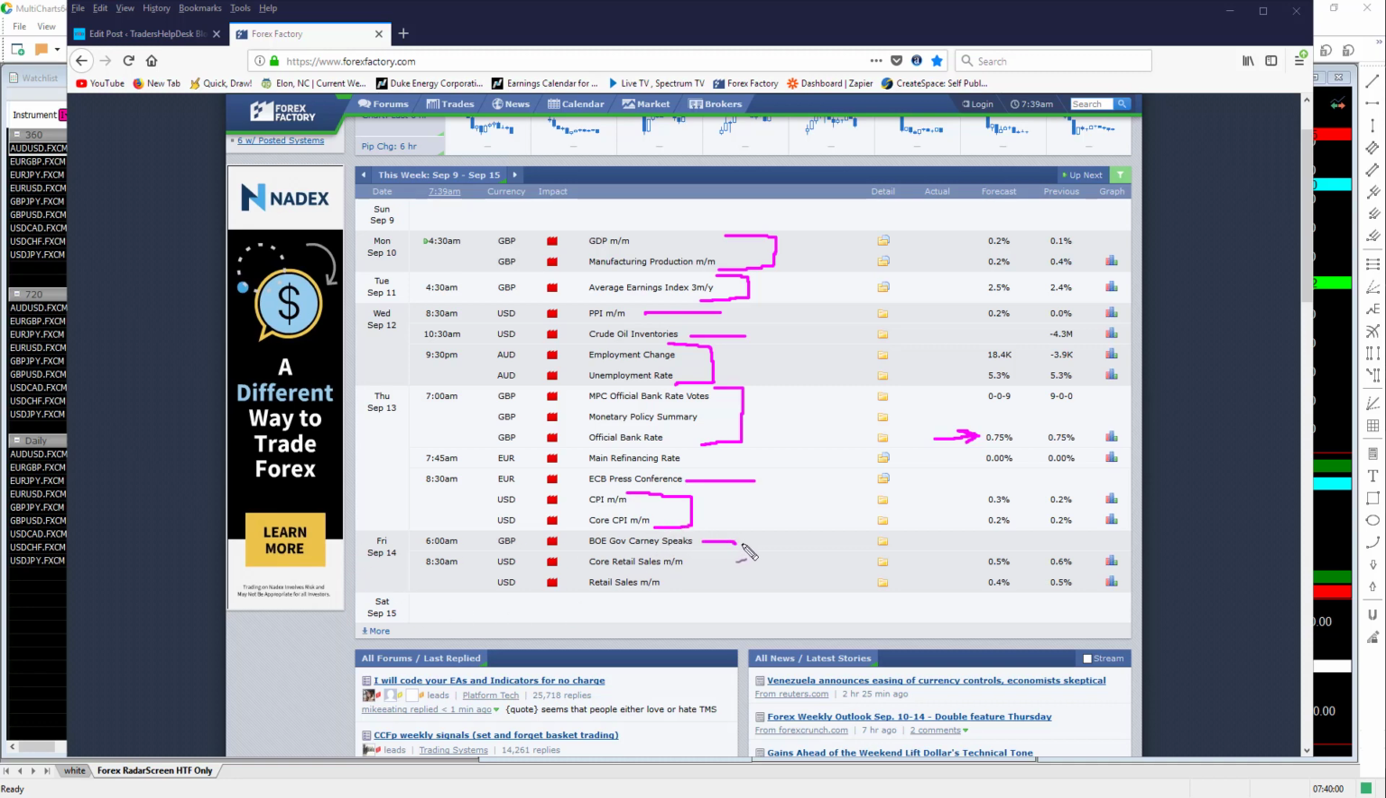Then on Friday morning, we have the Bank of England, Governor Carney speaking. Again, you want to watch out for this one to see if he says anything about the Brexit. And then, of course, we have at 8:30 the core retail sales and retail sales. So we may have quite a volatile week this week at certain times, especially during these market reports. So it's going to be a week that you really want to trade carefully during these times, or at least lower your risk somewhat. So instead of taking, for example, a $45 binary option, maybe you want to go to a $25 or a $30 binary option, or just not trade during those times.